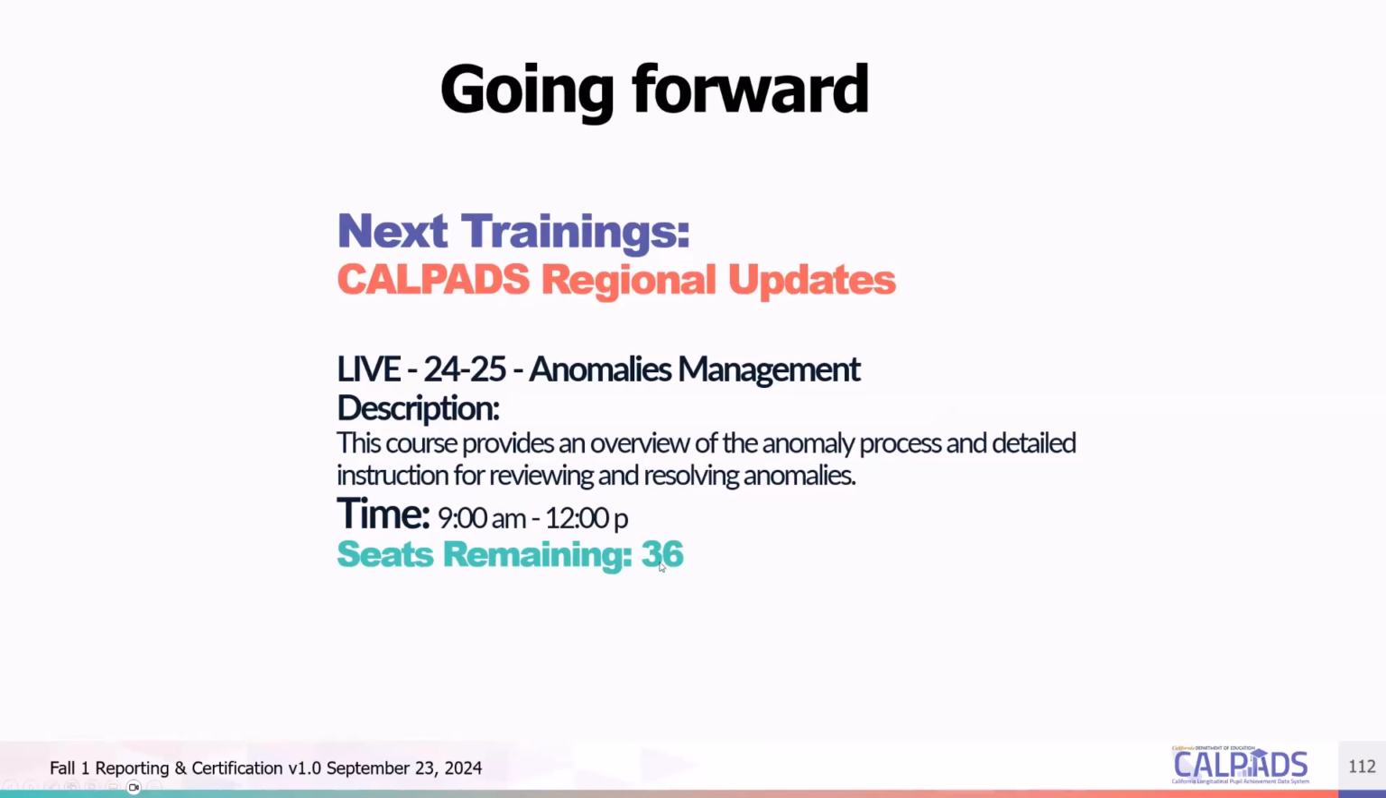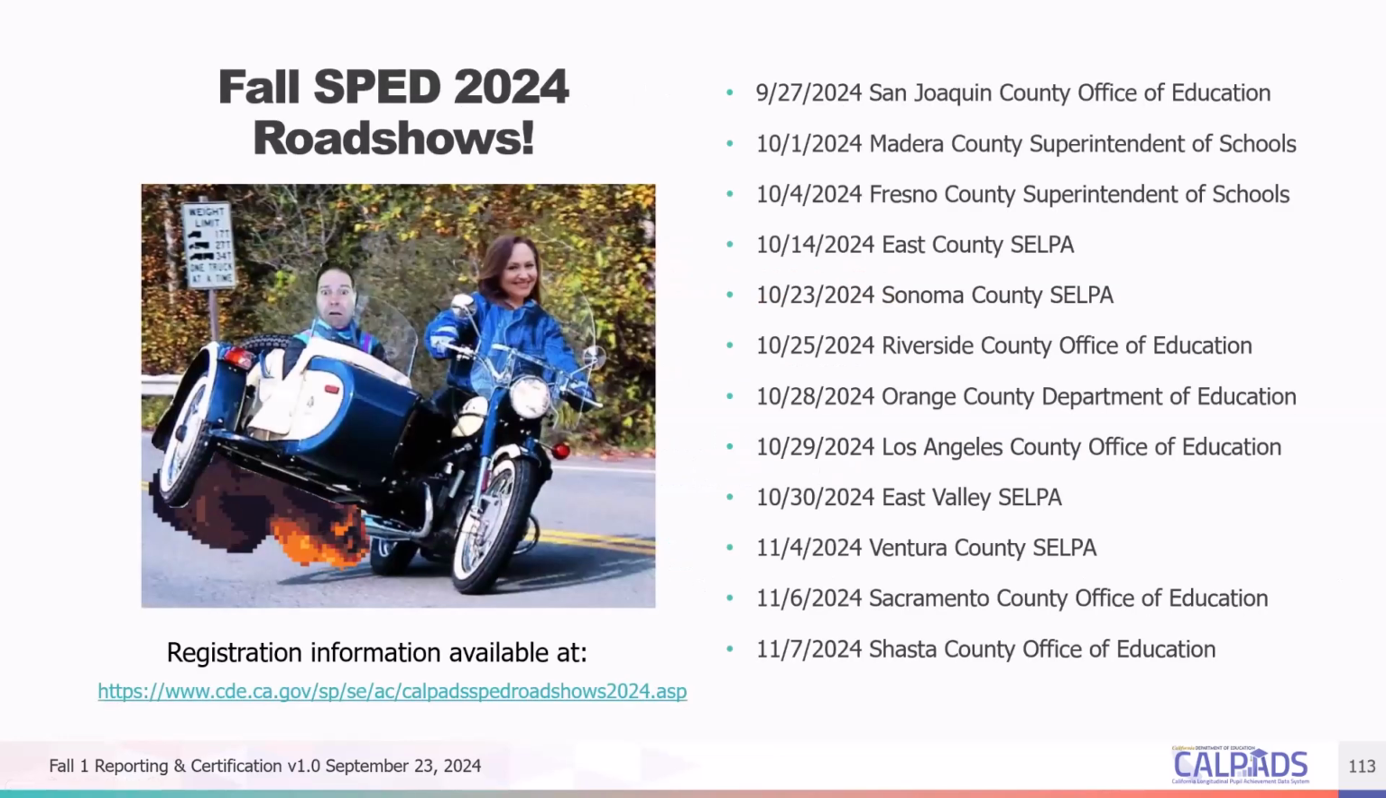And as of now, we have 36 seats remaining in the anomalies training. This is important because it's a one-shot deal. Kyron's going to get to do this one time and we're not doing it again. It will be recorded and updated, and there's last year's version. But if you want to go to the live training, there's only 36 seats left. It's a limited wrap.